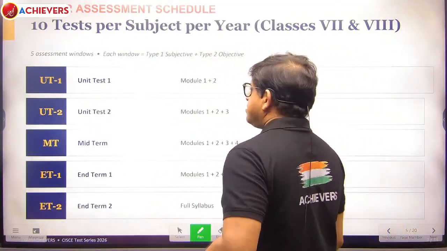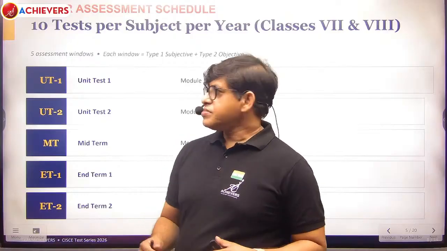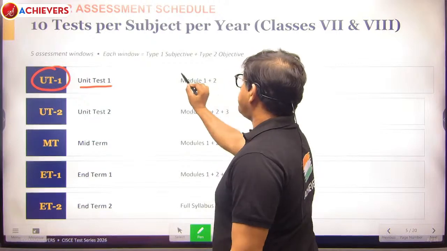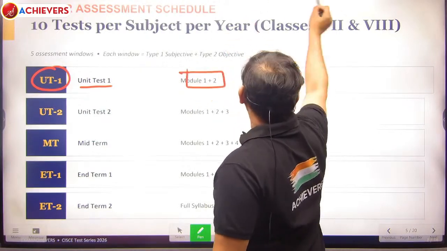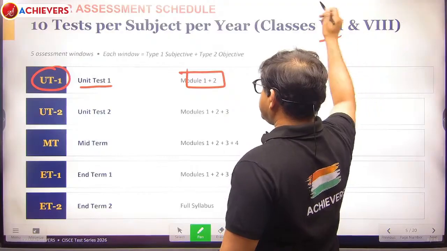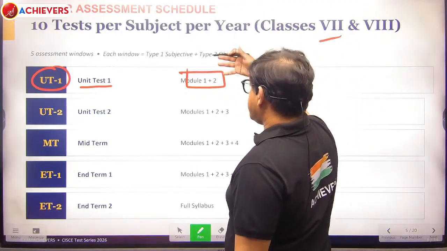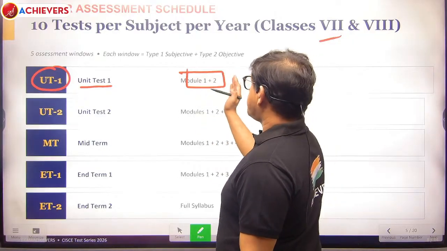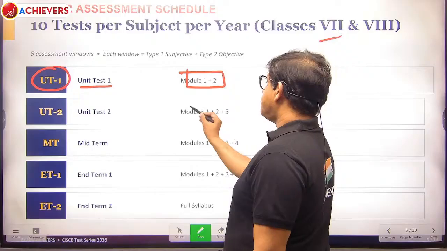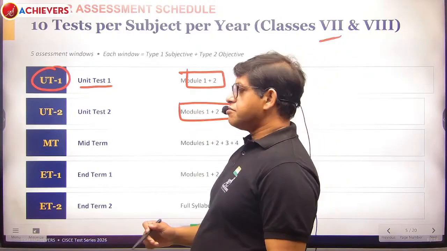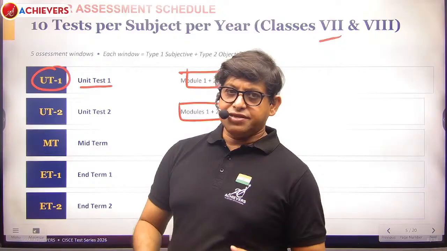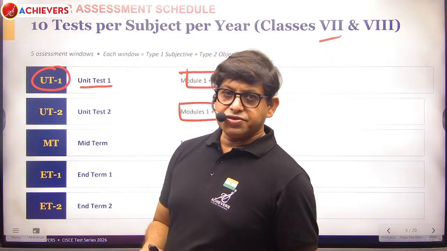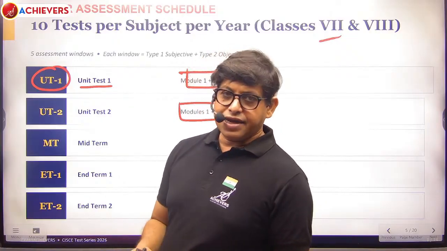Now, what is the test structure? There will be a first test, that is UT1, unit test number 1, and it will have module 1 plus 2. Say suppose this is the structure for class 7, and that is unit test 1. It will be module 1 plus 2. UT2 will have module 1 plus 2 plus 3. So that is going to be a cumulative approach test series. Every particular test will have the previous modules also, and the new modules that are being added.